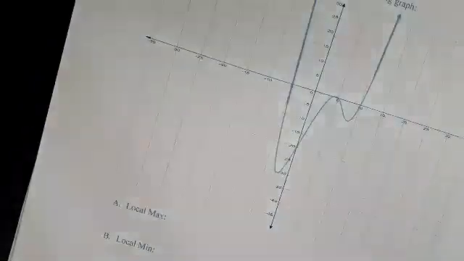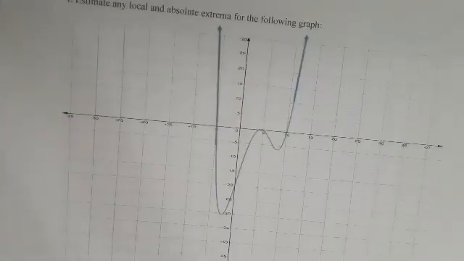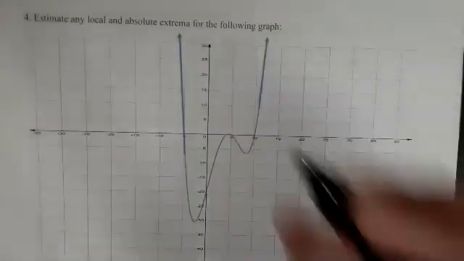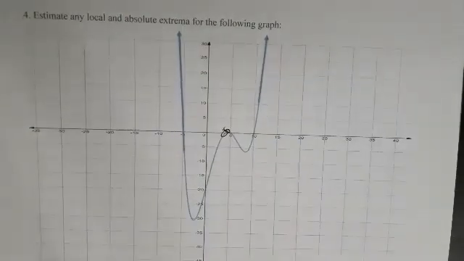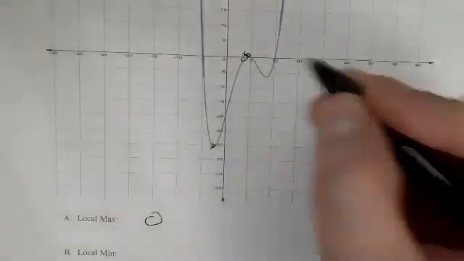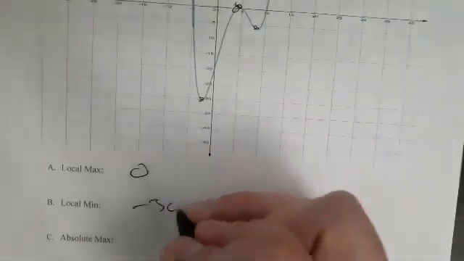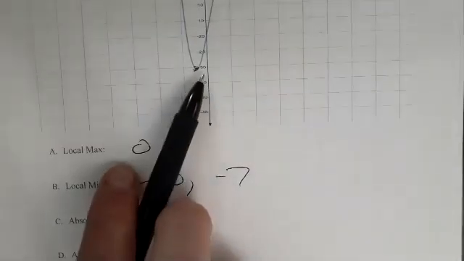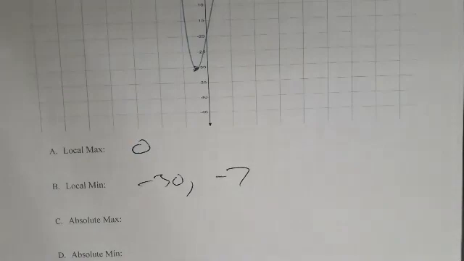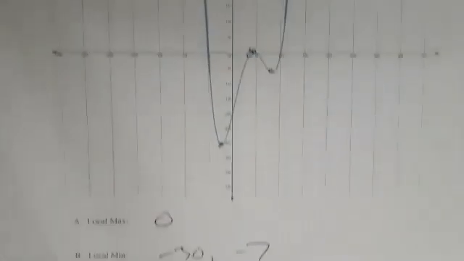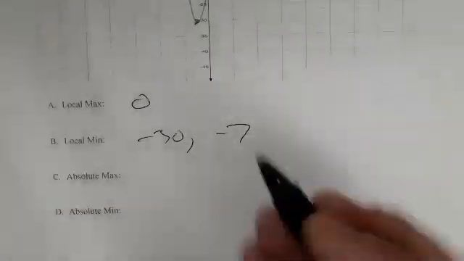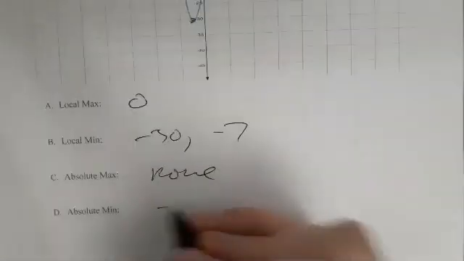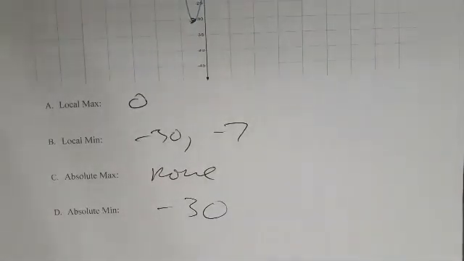That is that one. If it looks like this, it's the exact opposite almost. The local max is going to be right here at 0. The min is going to be around minus 30 and minus 7. I think someone dropped the negative sign off the 30. That guy's definitely negative down here. The absolute max here, it keeps going and going and going up. I don't believe there's going to be any max here, but the absolute min would be the minus 30.